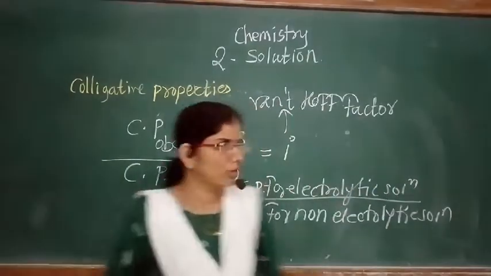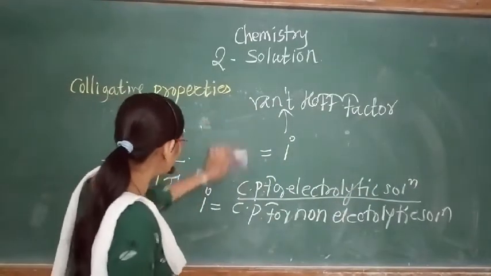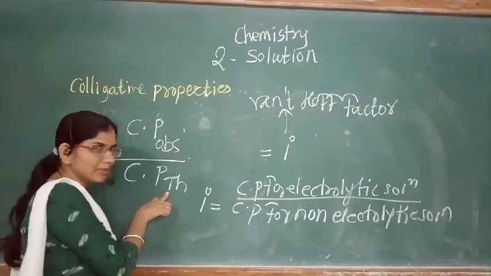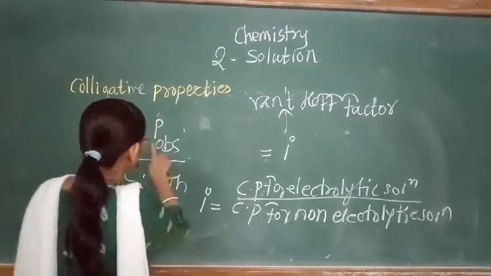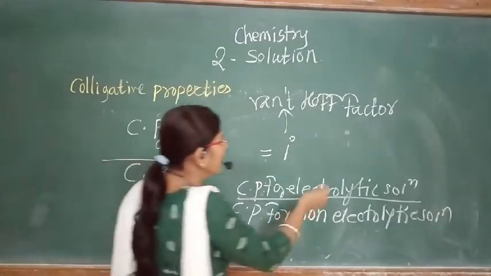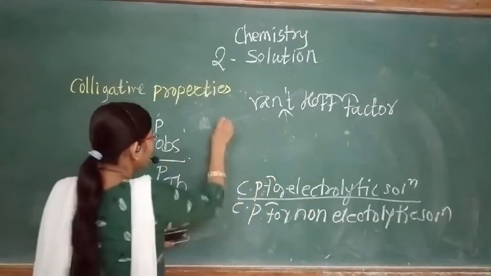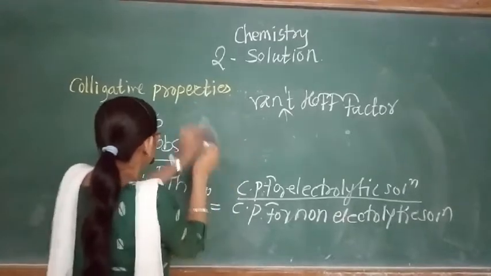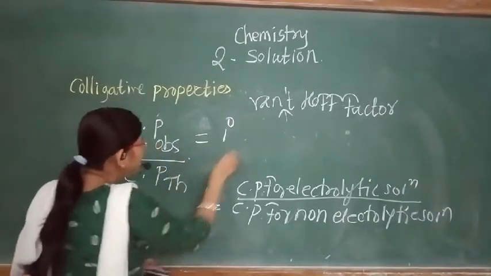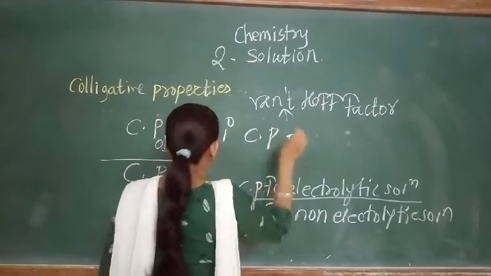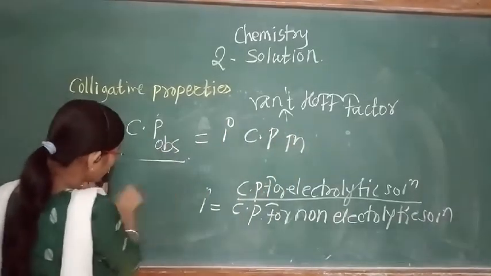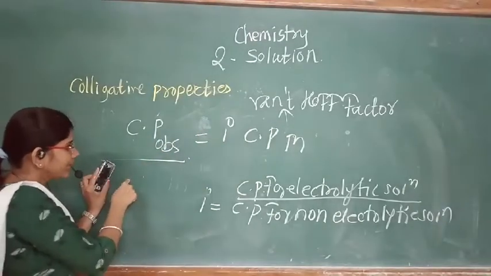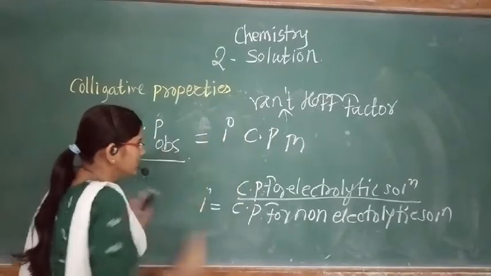So here, observed means for the electrolyte, theoretical means for the non-electrolyte. You have to remember that. And therefore, how we define i is: i equals Cp observed upon Cp theoretical. So Cp observed is equal to i multiplied with the theoretical Cp.